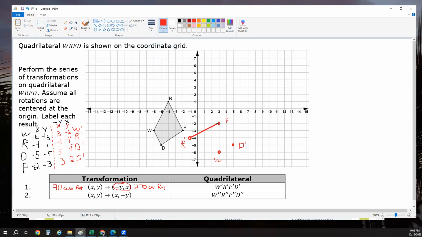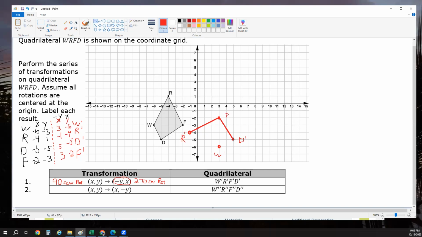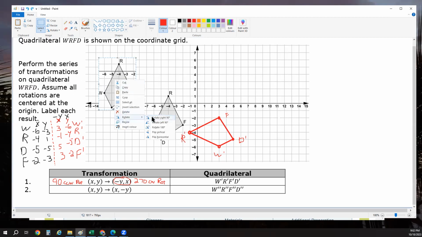So that's this one to this one to this one, this one to this one, and this one to this one. So I'm gonna go ahead and erase this. I'm gonna go ahead and capture this guy real quick. I'm gonna do a Control C, do a Control V. I'm gonna rotate it right or left 90 degrees.